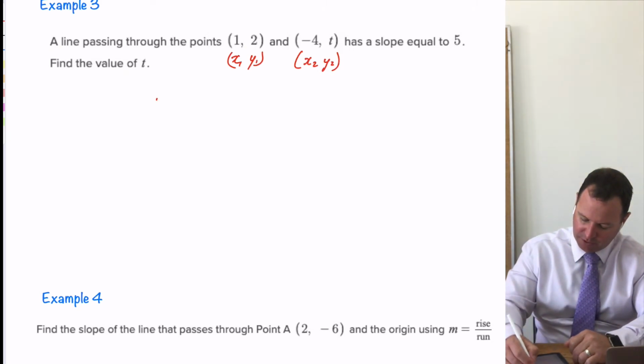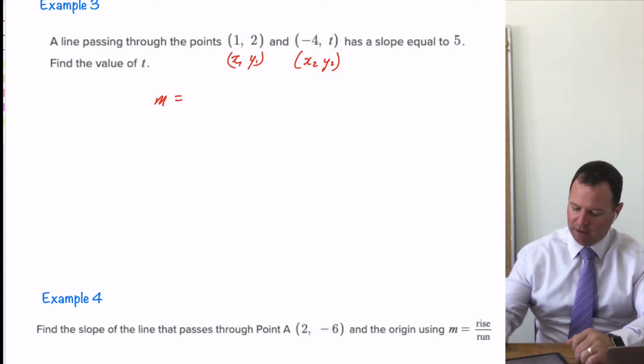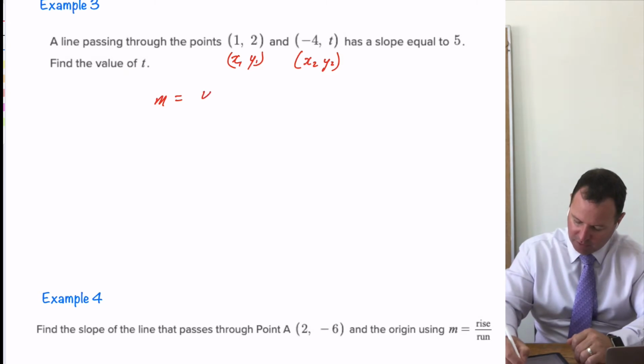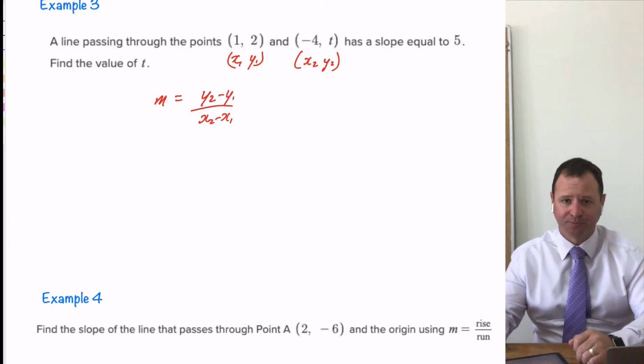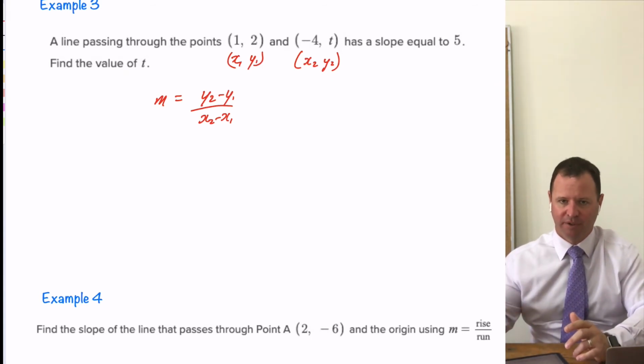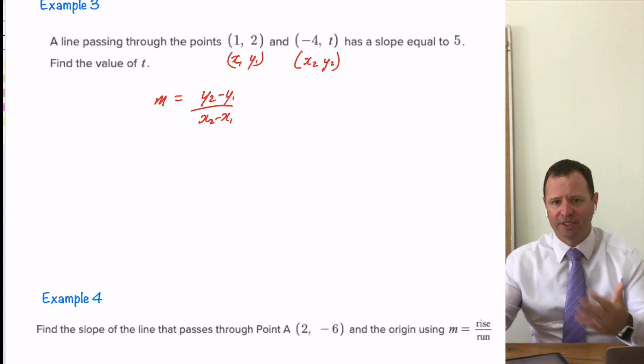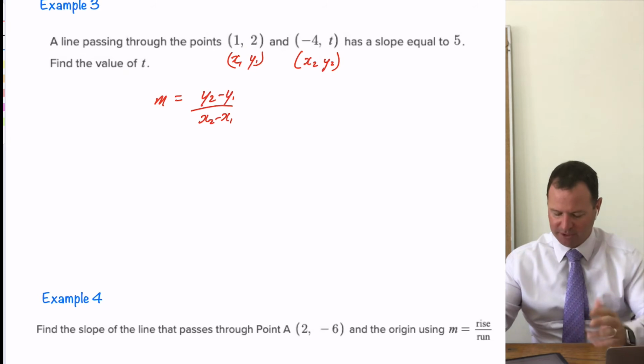So the first thing I want to do is write m is equal to, and I'll write the formula down. I've got y2 minus y1 on x2 minus x1. Okay, get in a habit until you know what it is. I want you to write down that formula so it becomes second nature. Okay, it's that mathematical fluency, just so we know exactly what we're doing. It's like when we speak English, we just know exactly what we're doing.